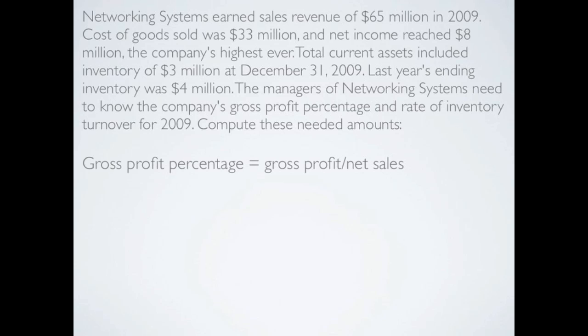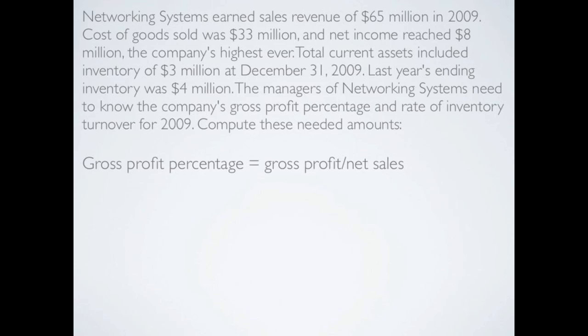So let's start with gross profit percent. Remember, our formula is gross profit divided by net sales. So the first thing we have to recall is, how do we calculate gross profit? Well, remember, gross profit is your sales revenue less any contra revenue accounts, gives me my net sales. So there's the net sales formula. From net sales, we subtract cost of goods sold, and that gave me gross profit.